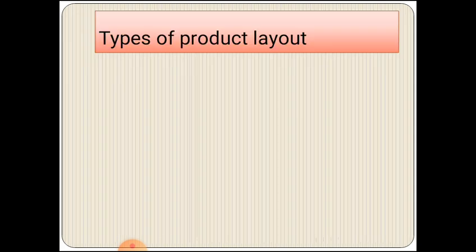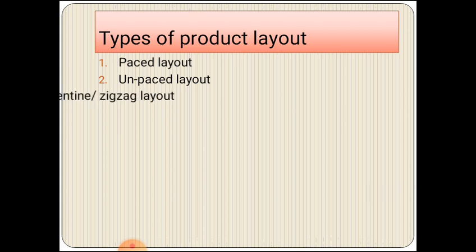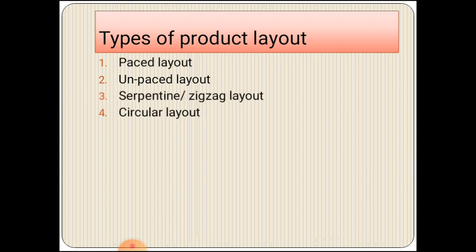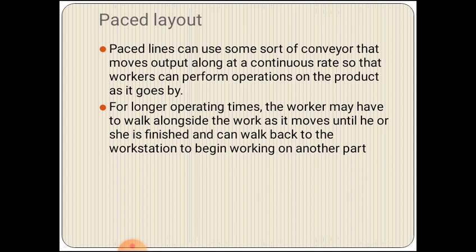Then, there are 5 types that come under the product layout. The first is paced layout, then unpaced layout, serpentine or zigzag layout, then circular layout and U-shaped layout. The first one is paced layout.